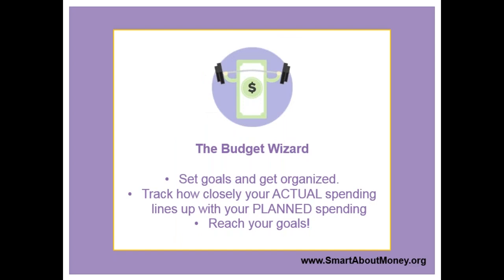Another great resource is the Budget Wizard in the Tools drop-down on smartaboutmoney.org. A budget is a spending plan that divides your income to cover your expenses and tracks how closely your actual spending lines up with what you plan to spend. To take control of your money and your financial life, you have to get organized, and the most effective tool for this is a budget.